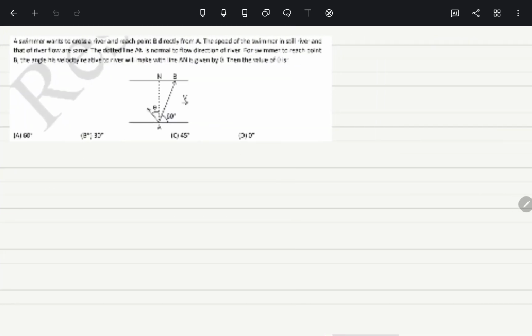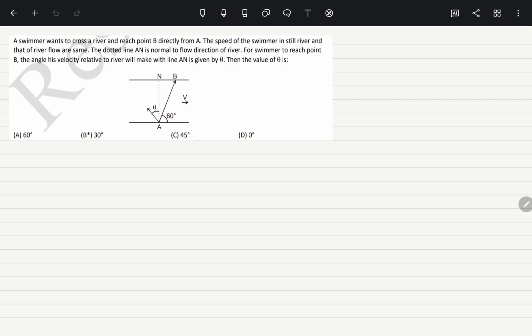So next question. Okay, next question is related to river crossing in a plane. We can see here that a swimmer wants to cross a river and reach point B directly from A. The speed of the swimmer in still water and the river flow are the same. So that means the velocity of the swimmer with respect to the river and the velocity of the river are both the same.